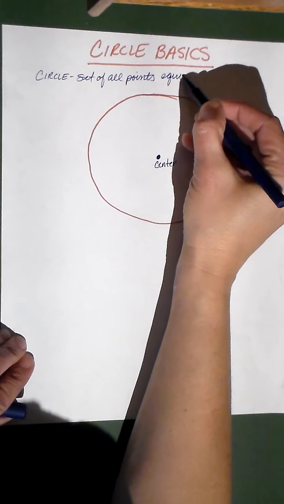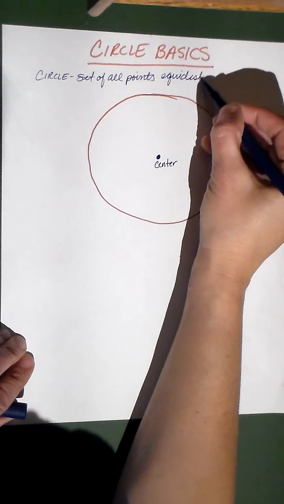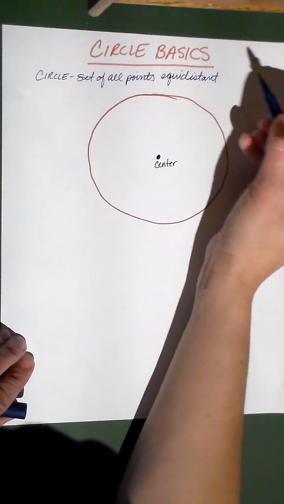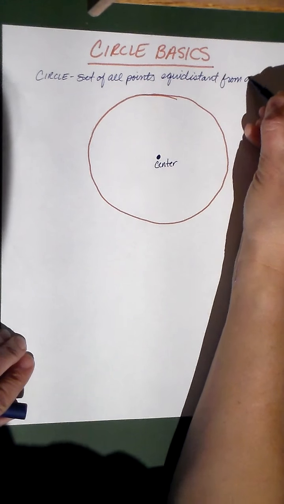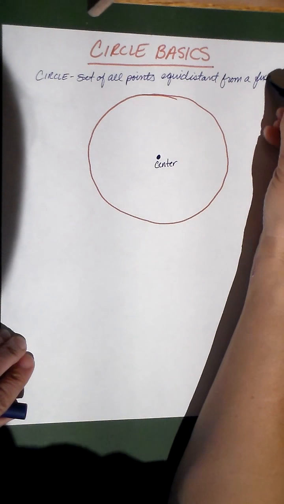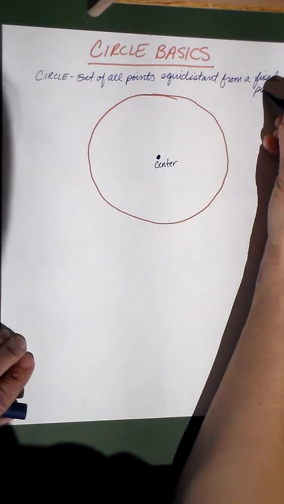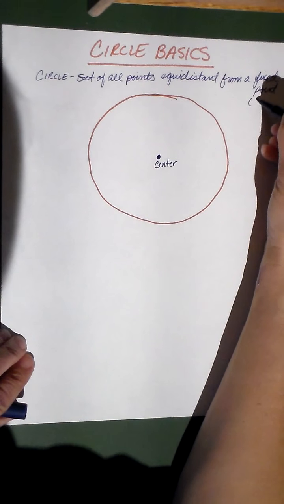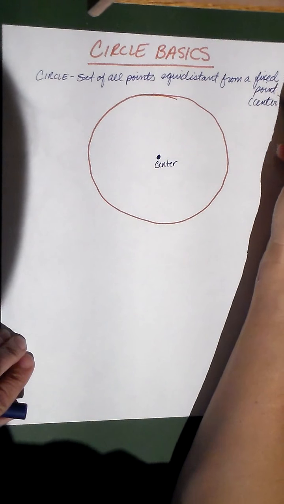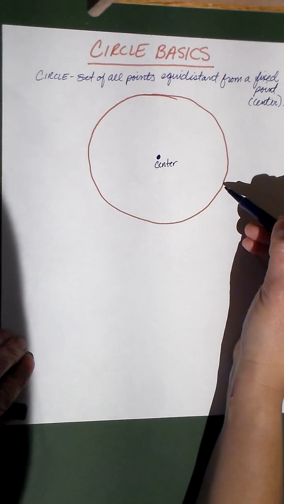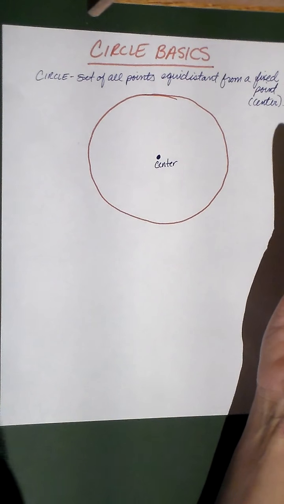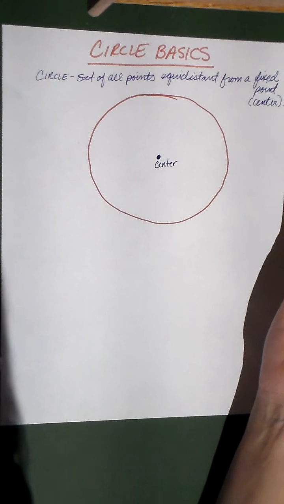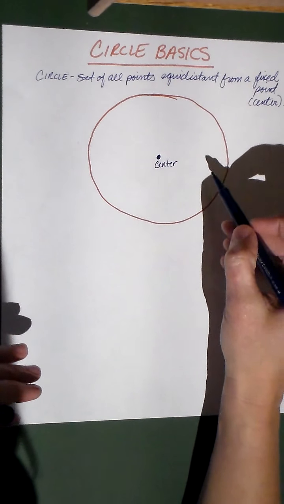equidistant. And what do you think equidistant means? Oh, that's right, you can't answer. This is a video. Equidistant from a fixed point, and that fixed point being the center. So all of the points on the circle are just this brown rim. Those are the points in the set. If you ask what points are in the set, that is the circle, it would just be those on the rim.